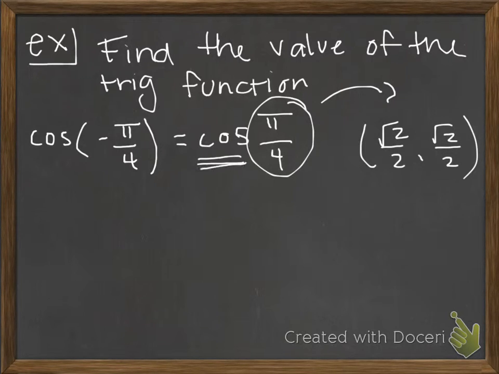Based on that angle, I found the coordinate. Now I need to say, well, cosine is x over r. And since it's from the unit circle, I notice the radius is 1, and that's the x part of my coordinate. So the final answer is root 2 over 2. So let's try another one like that.